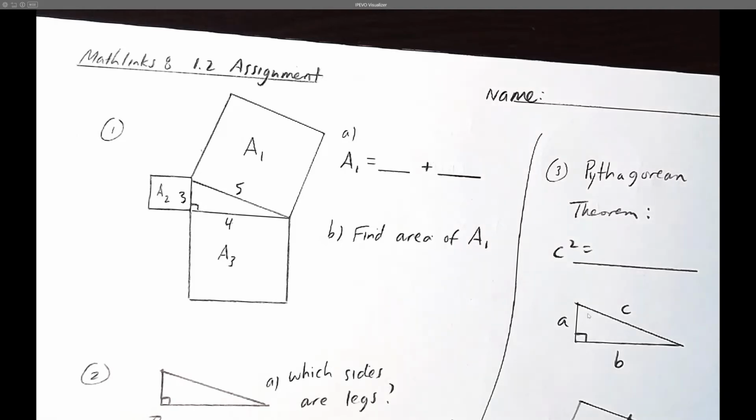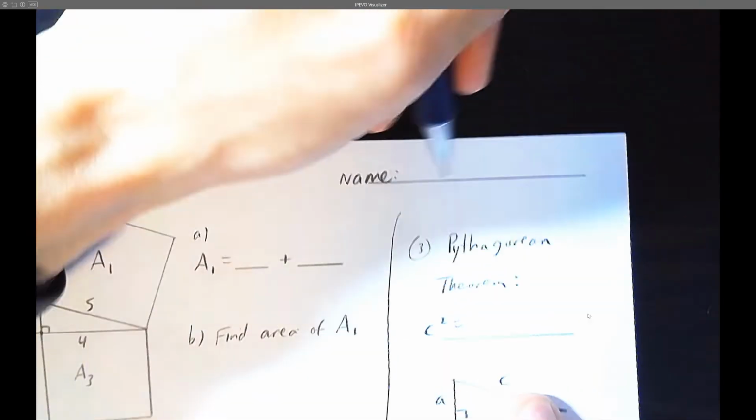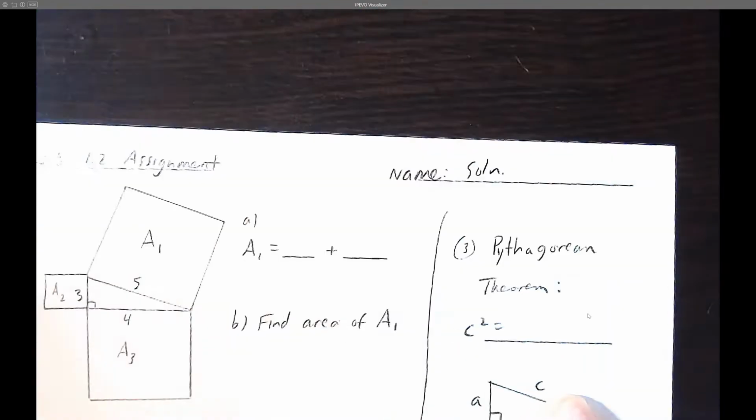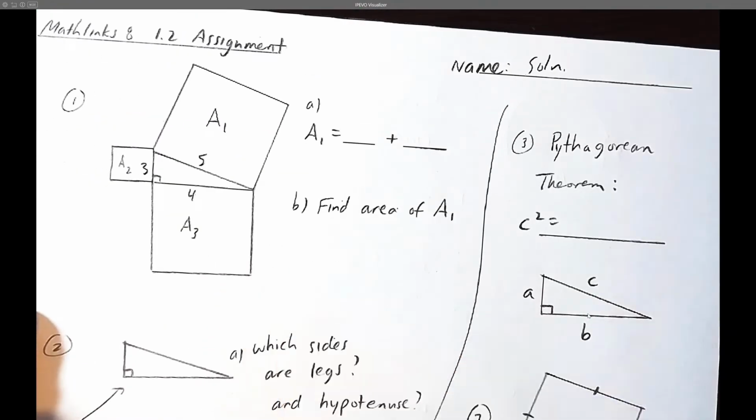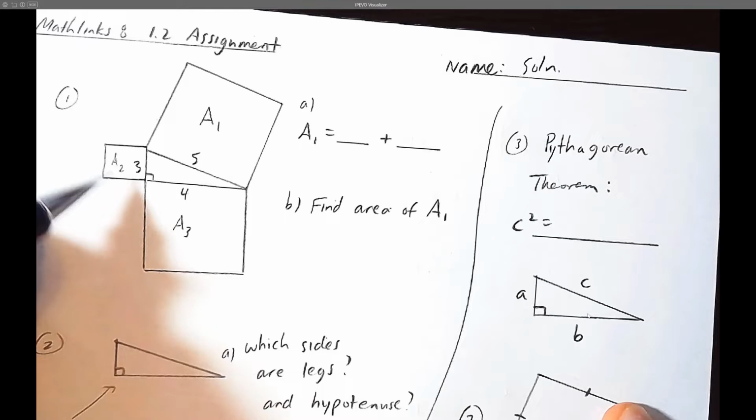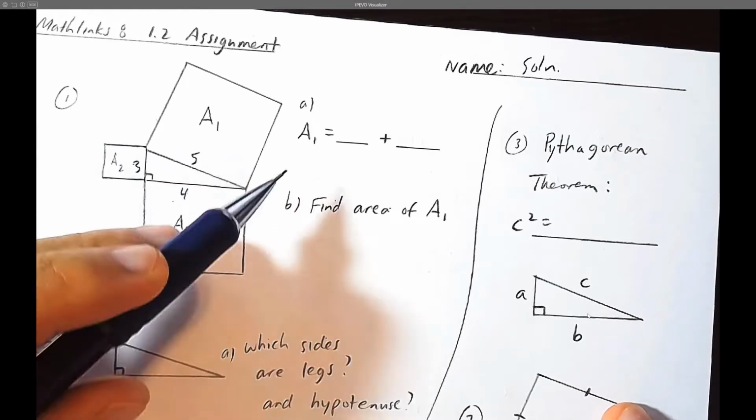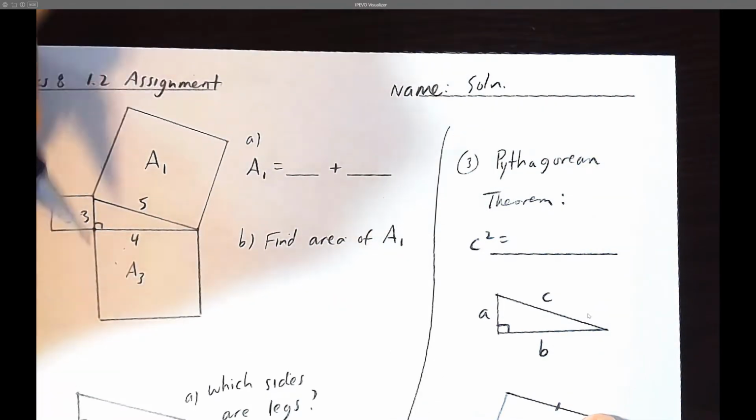Okay, let's work through this Mathlinks 1.2 assignment. We have question number 1. This looks like a nice Pythagorean Theorem chapter. This is 3, 4, 5. Now the area 1, this large area, is going to be area 2 plus area 3.